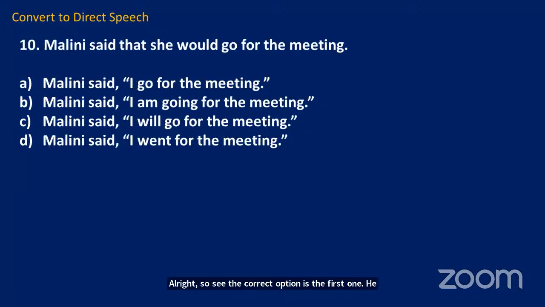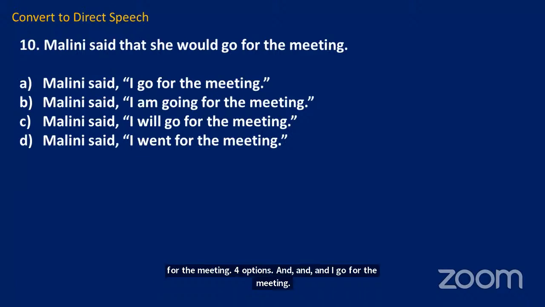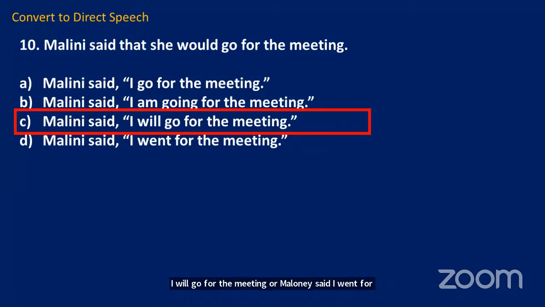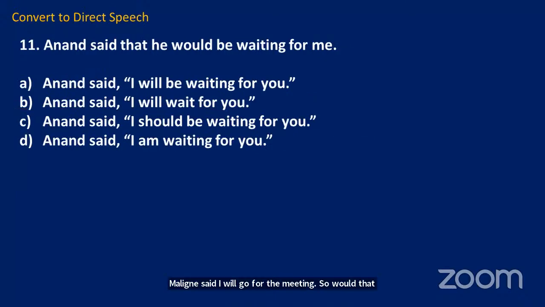See the next question. Malini said that she would go for the meeting. Four options are given. Malini said, I go for the meeting. Malini said, I am going for the meeting. Malini said, I will go for the meeting. Or Malini said, I went for the meeting. And the correct option is option 3. Malini said, I will go for the meeting. So, would will be changed to will here. All right, see the next question.